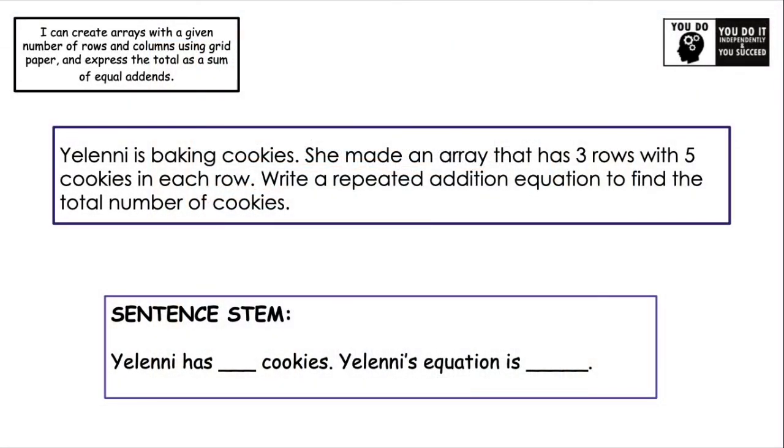Let's look at your you-do. It says, Yeleni is baking cookies. She made an array that has 3 rows with 5 cookies in each row. Write a repeated addition equation to find the total number of cookies.